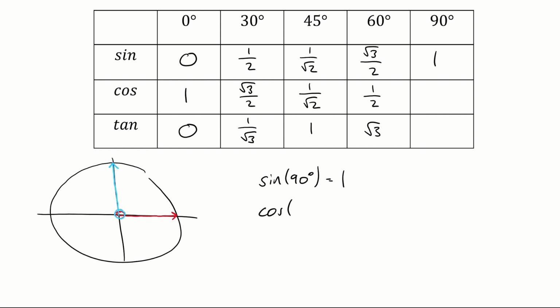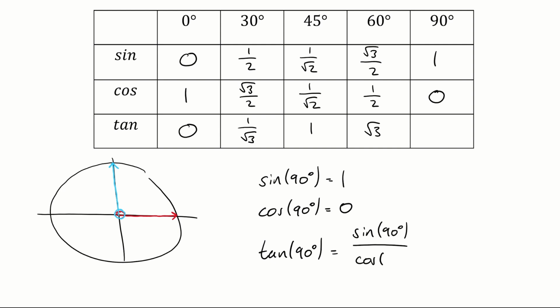The cosine of 90, asking ourselves how far have we moved along the x-axis with this blue line? Well, we haven't gone anywhere, so the cosine of 90 is equal to 0, so we can pop that into there like that. And remember, the tangent of 90 degrees, once again, is equal to our sine over our cosine, so that identity is nice and handy for us. And we know that the sine of 90 degrees is 1, and the cosine of 90 degrees is 0.